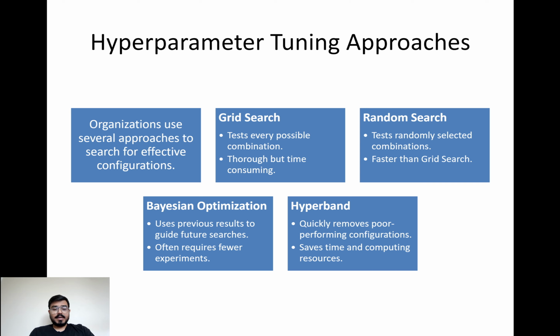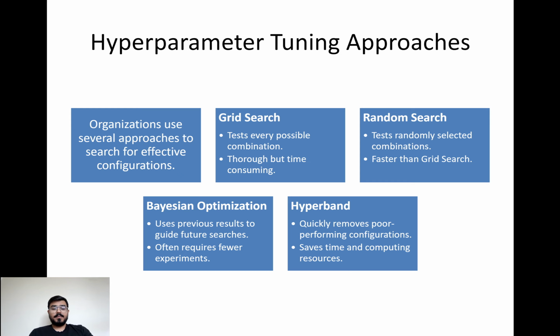The second approach is random search. Instead of testing every combination, the system selects random combinations to evaluate. This approach can often find good results much faster because fewer experiments are required. The third approach is Bayesian optimization. This method learns from previous experiments. After each test, it uses the results to make smarter decisions about which configuration should be explored next. Instead of searching blindly, it uses information gathered from early attempts.